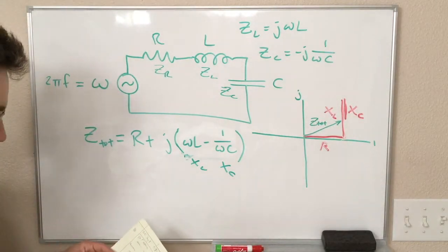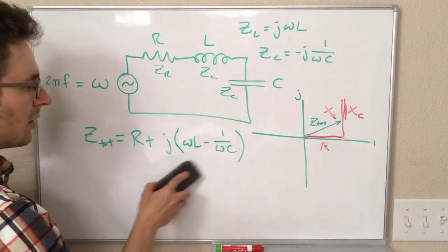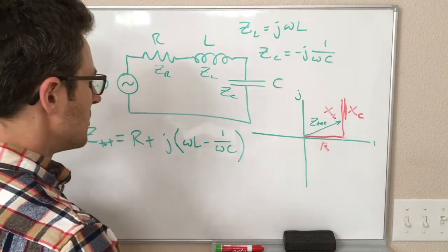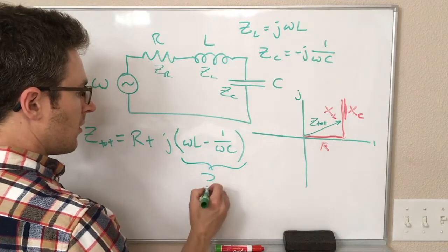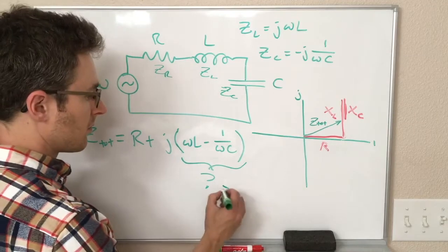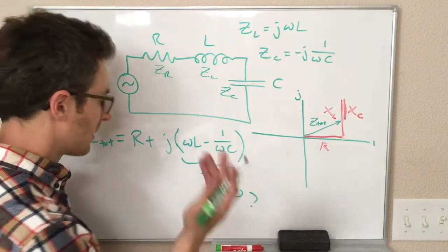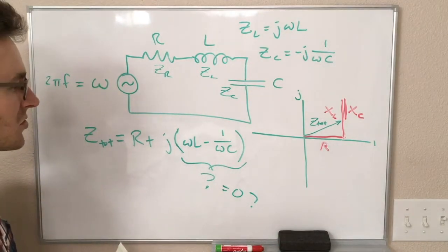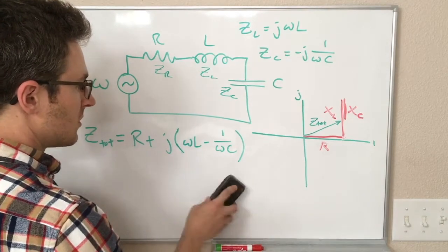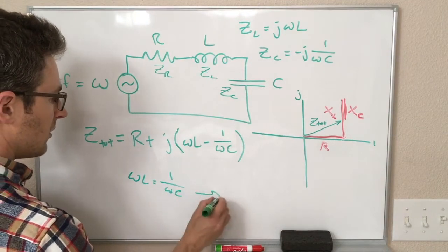And you'll see something funny can happen here. We have these two things subtracted from each other. All the values in here are positive. Omega is always positive. L and C are always positive. So it is possible that this part could be 0 some of the time. Equals 0? I don't know. So under what conditions would this be equal to 0? Well, you can solve omega L equals 1 over omega C, and you get the following.